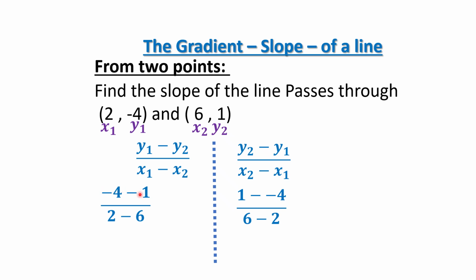Now, -4 minus 1 is -5. 2 minus 6 is -4. So it's -5 over -4, which is just 5 over 4, because negative divided by negative is positive. Here, 1 minus -4 is 5, divided by 6 minus 2 is 4. So it's also 5 over 4. So it's the same thing. If you use the first rule or the second rule, it will give you the same gradient or slope.